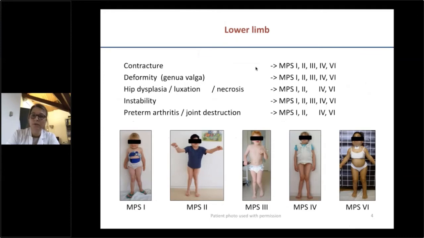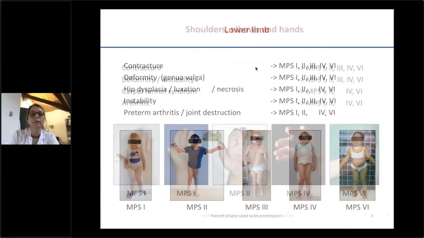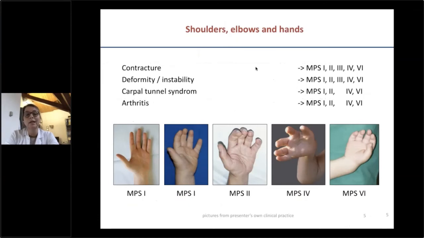And now I want to step into, let me see, just shortly, the upper limb.